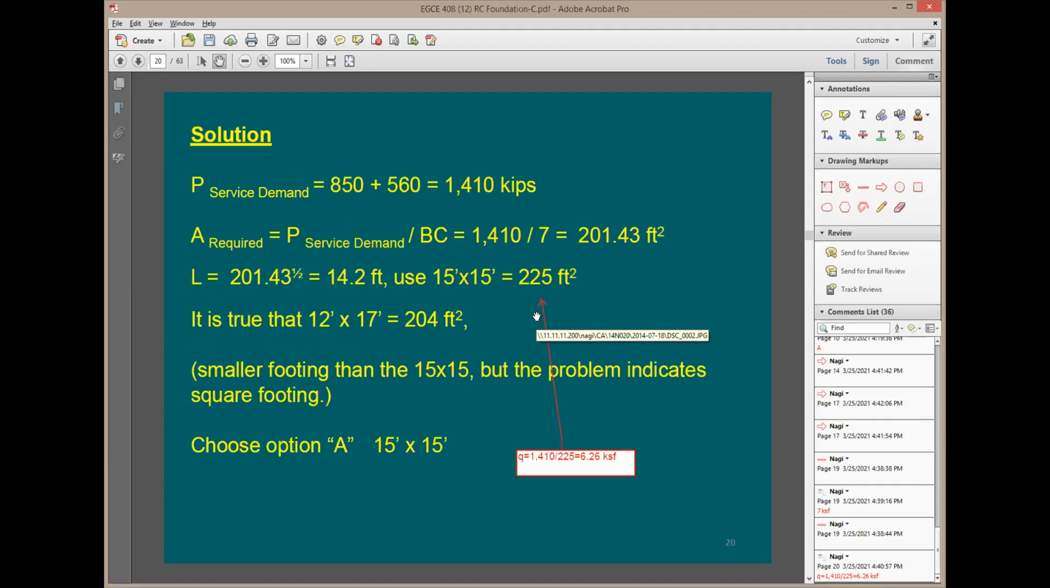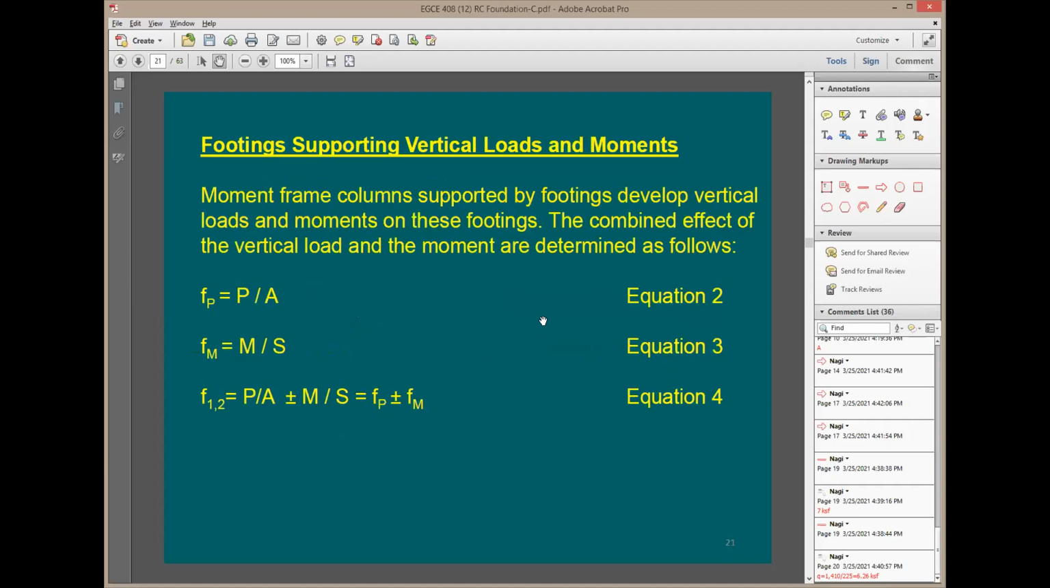So now the pressure on the soil is coming from two sources: from the axial load and also from the moment. This is why I have here two equations. One of them is F sub P, which means the stress due to the vertical load, due to P load. It's equal to P over A, the contact area. And because I have additional moment, F due to moment is going to be equal to M over S, the moment divided by the section modulus of the contact area with the soil.